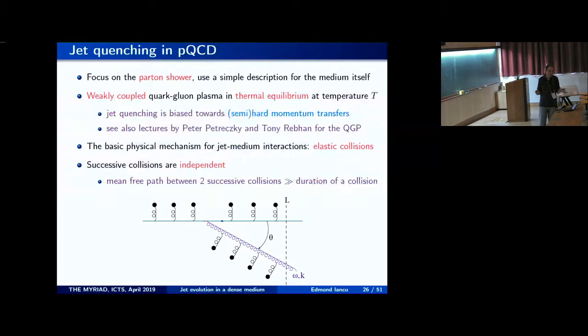Not by the energy of the jet, certainly, which is huge, but later by the temperature of the plasma. My momentum transfer will be like 10 times the temperature of the plasma. So I'm towards the perturbative side of the plasma. And for more properties of the QGP, at weak coupling, I refer to the lectures by Tony and by Peter. I'll not discuss much. I'll just use the minimum information I need about them.